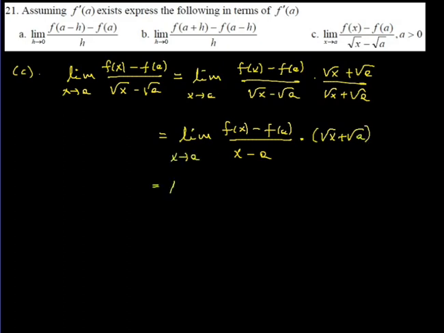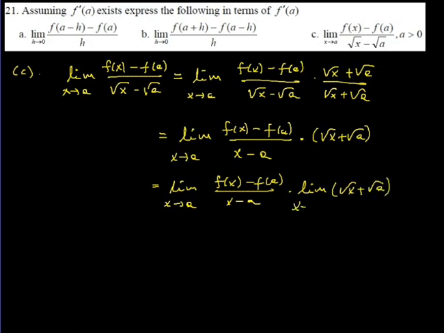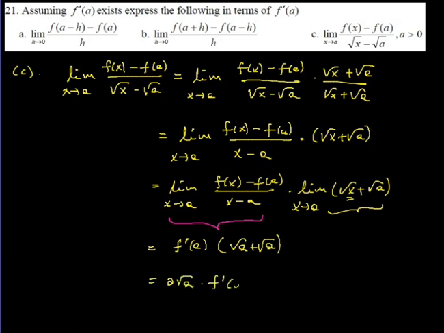So we can take the limit separately. This means the limit of f of x minus f of a over x minus a as x approaches a, times the limit of radical x plus radical a as x approaches a. This is also another way of writing f derivative at a. For the limit of the other part, you can directly substitute a in place of x, giving radical a plus radical a, which is 2 radical a. So the answer is 2 root a times f derivative at a.